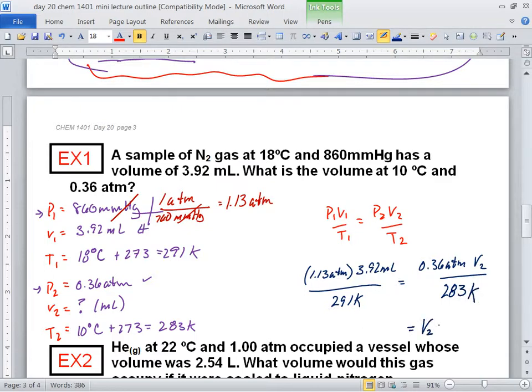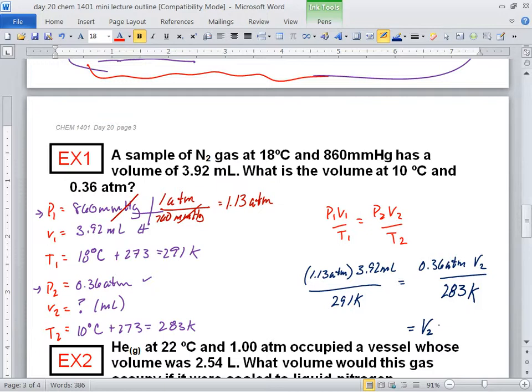And what I really strongly suggest, just get used to it. Your work is already shown. You're not going to get any more points by showing more steps. Look at this expression, know how to do it on your calculator, and just plug in and get your answer.